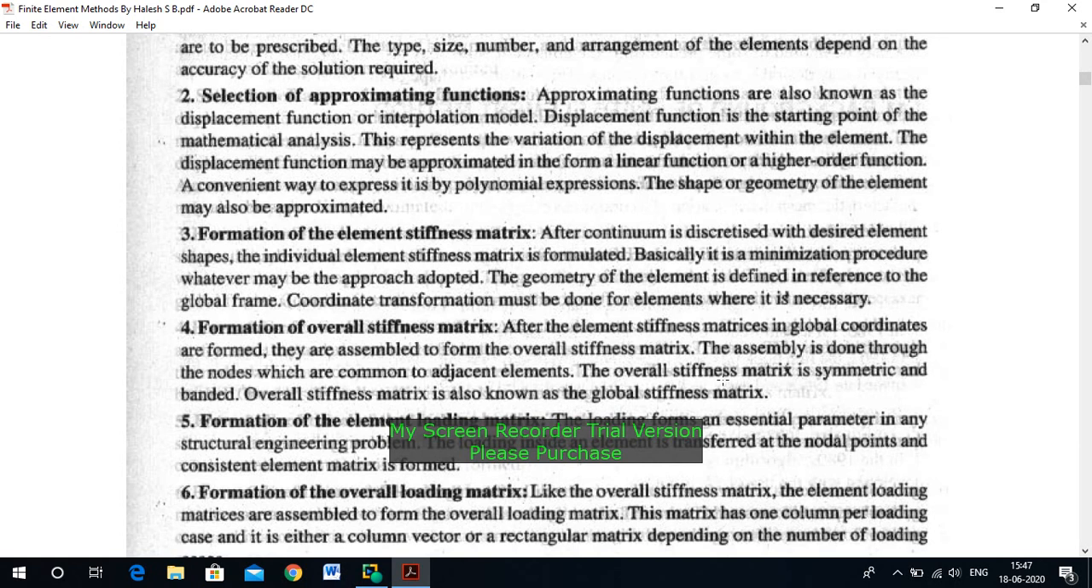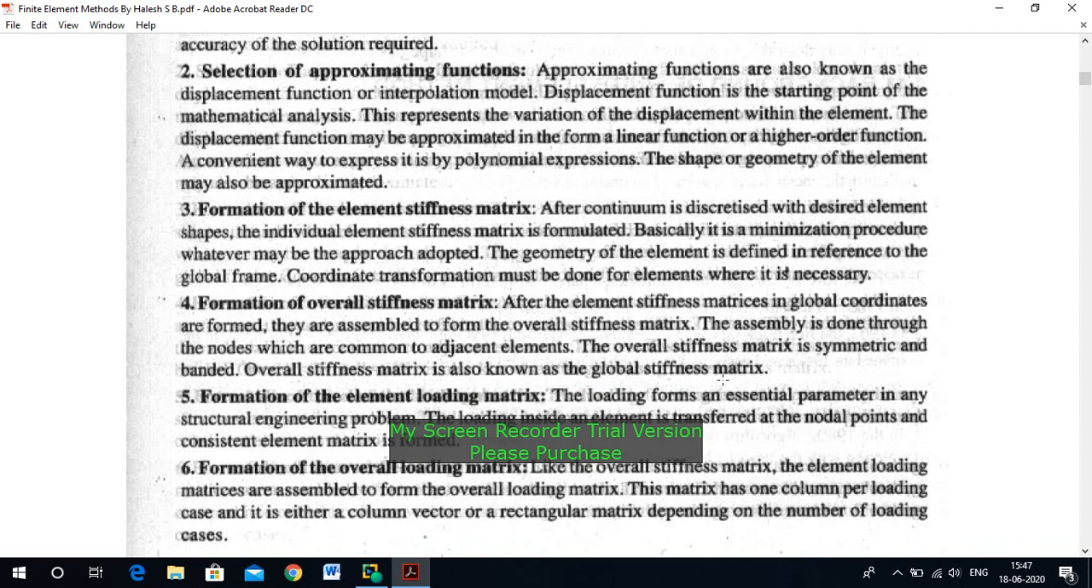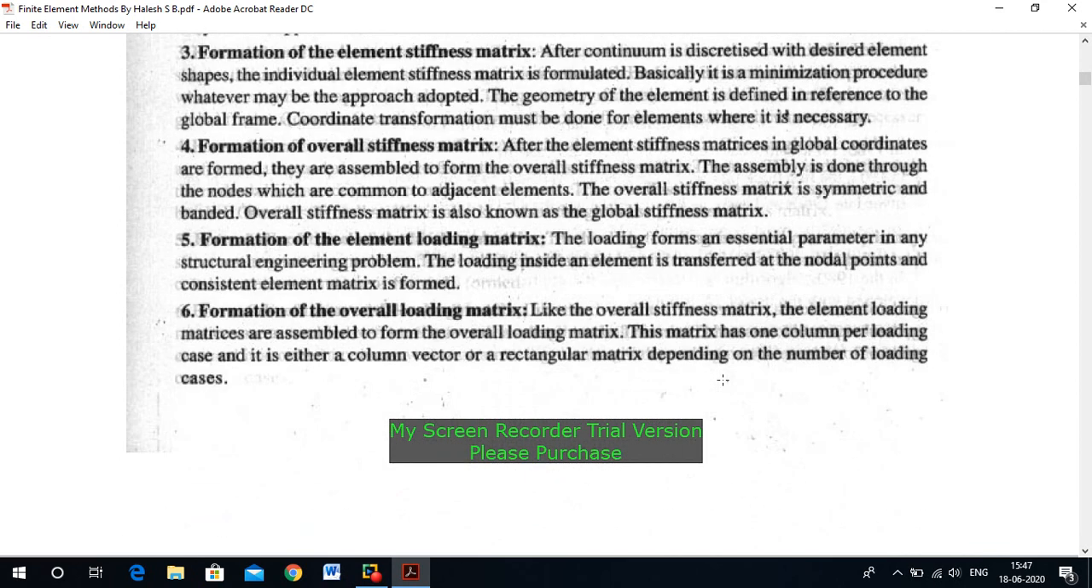The next step is formation of element loading matrix. The loading forms an essential parameter in any structural engineering problem. The loading inside the element is transferred to the nodal points and the consistent element matrix is formed. So after the overall stiffness matrix is formulated for the divided complex geometry, you have to formulate the load vector for that divided geometry of the problem. That is the fifth step. And the sixth step is formation of overall loading matrix.